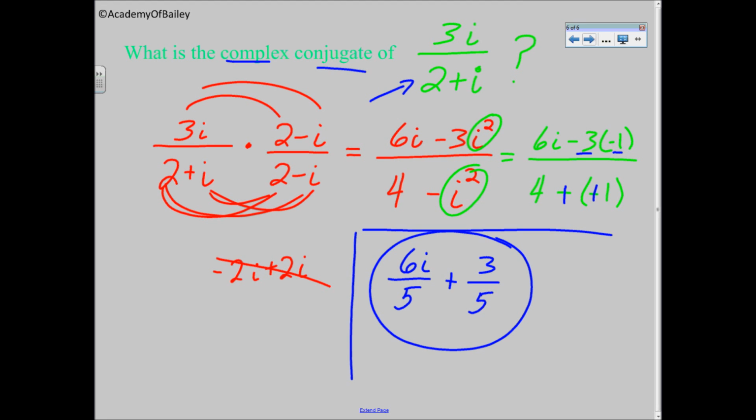Same thing here. Let's go ahead and change this to standard form. 3/5 plus, it's not a t, it's a plus sign, and 6i over 5. And now that's in standard form. So there you have it.